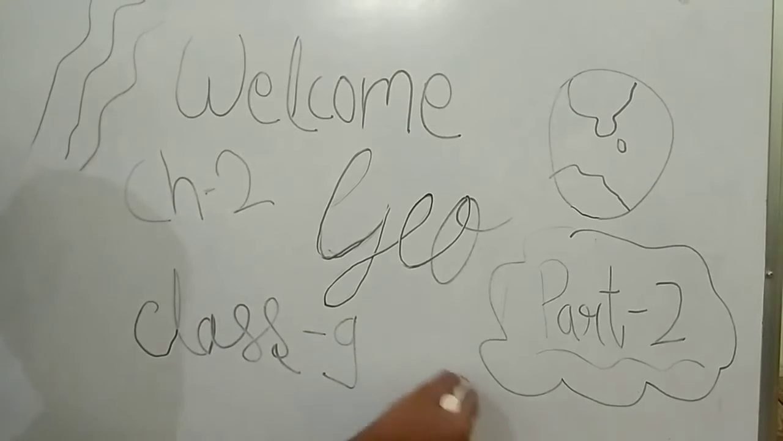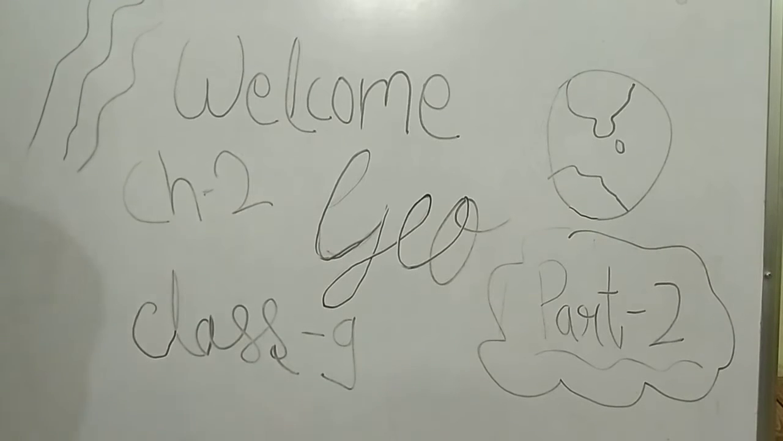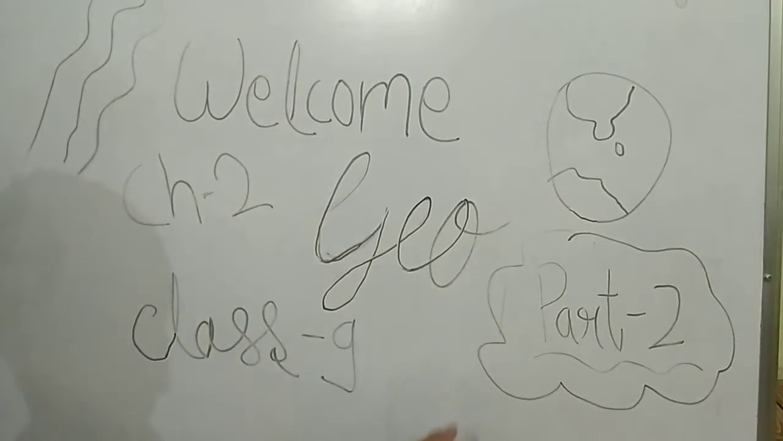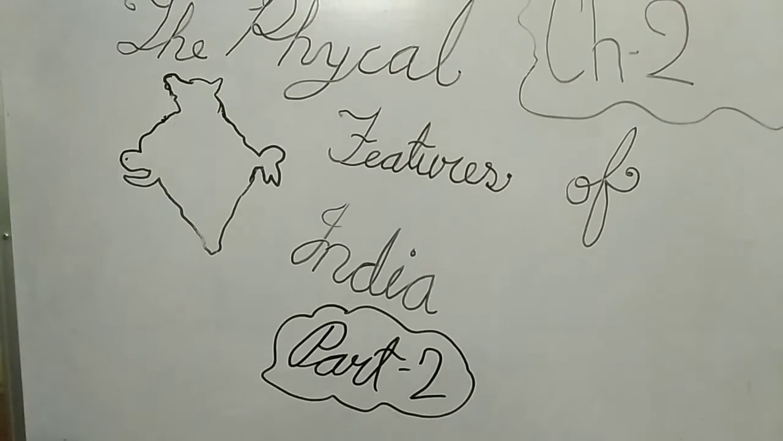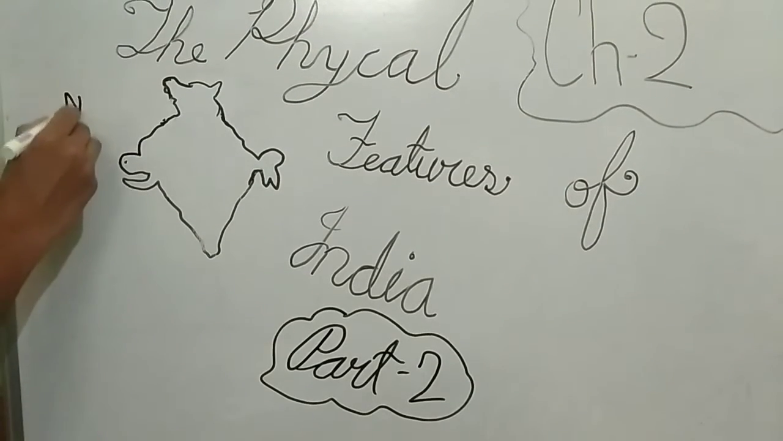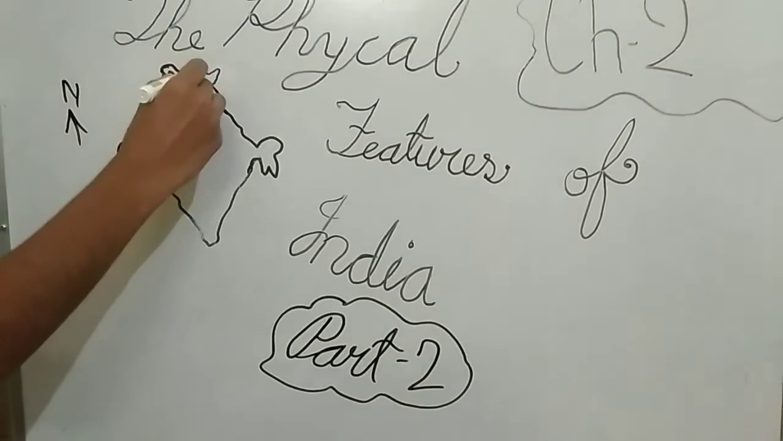Today we study the physical features of India, which is chapter 2 of Geography class 9. Today we will learn about the formation of the Himalayas. So let's get started. As you know, the Himalayas are situated in the north part of India, and this will really help us understand how the Himalayas were formed.